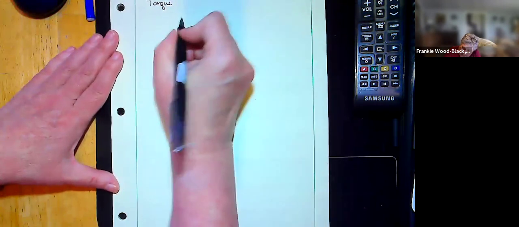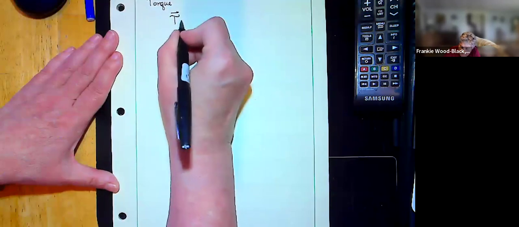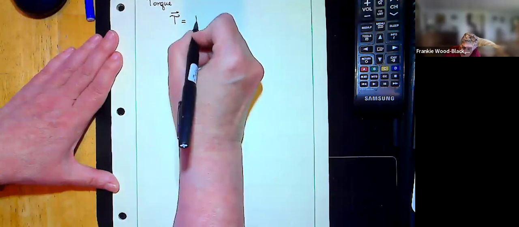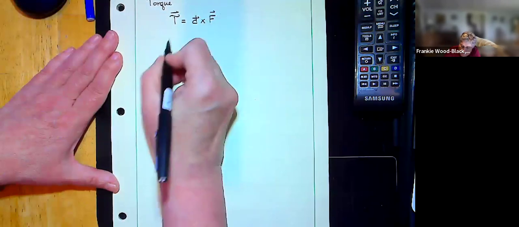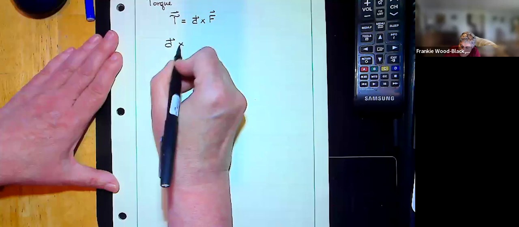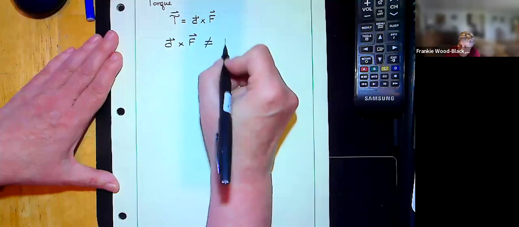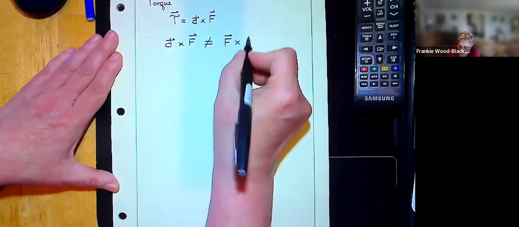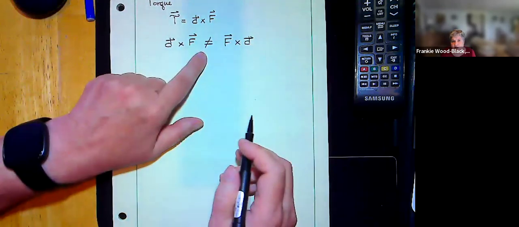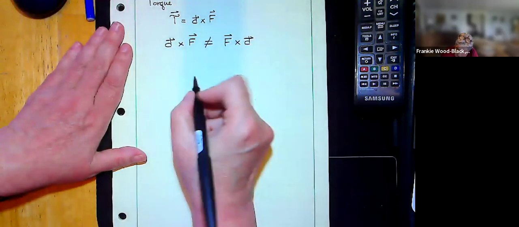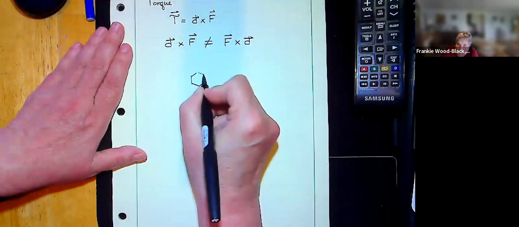And what we just said is that torque is going to be a vector quantity. And we talk about it being at a distance. And I want you all to know that D cross F is not equal to F cross D. All right? These aren't equal, because watch what happens. We've all seen this before.